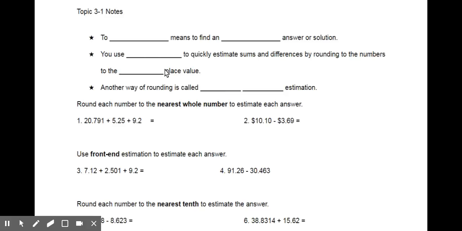And then you use rounding to quickly estimate sums and differences by rounding the numbers to the same place value. Last one, another way of rounding is called front-end estimation. And front end is right here.